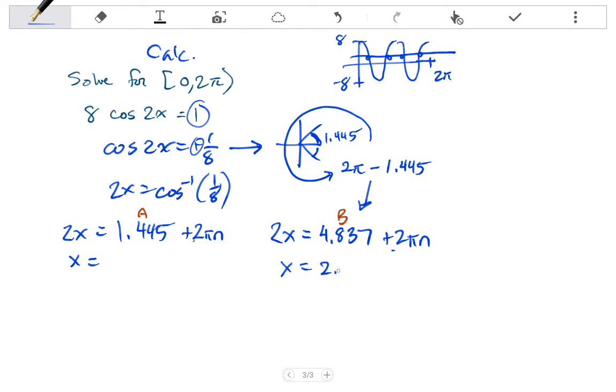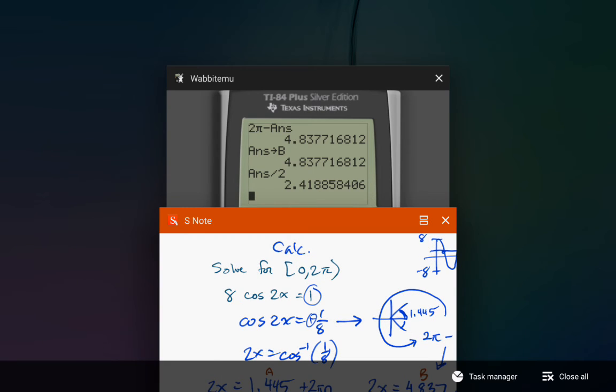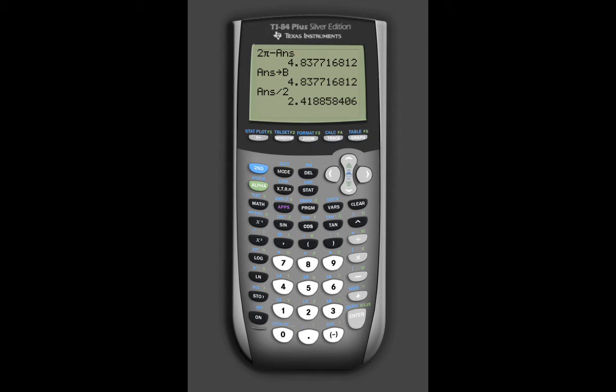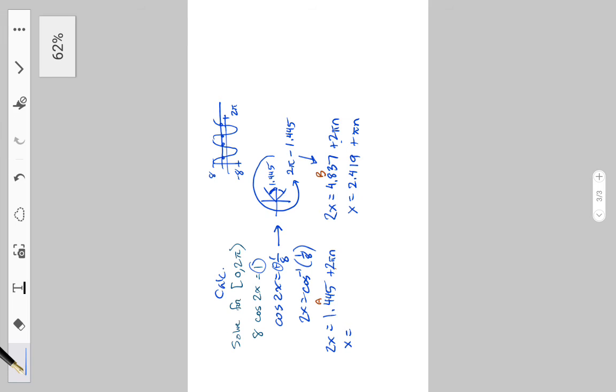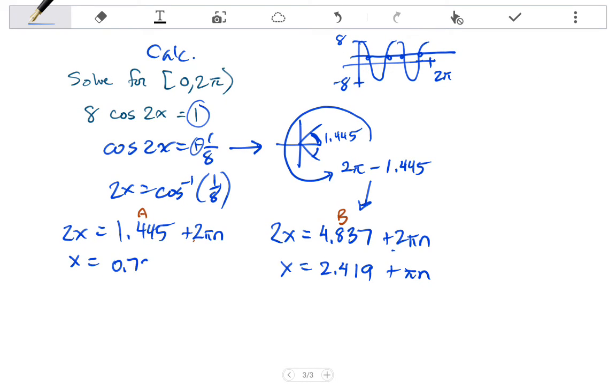Okay, so we have 2.419. That's what it was. Plus, and then divide by 2, I'll get pi n here. On this side, I need to do 1.445 divided by 2. Basically, that was the value of A. So, A divided by 2. And that looks like it's 0.7227. Plus, and then again, when I divide this by 2 over here, I will get plus pi n.